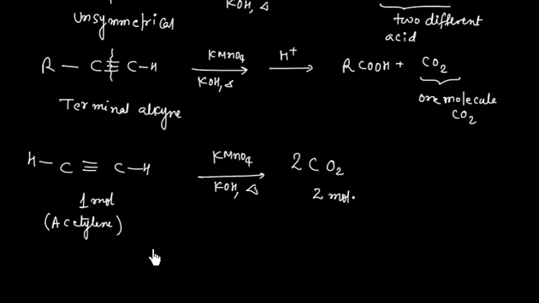So we discussed reactions of alkyne with cold KMnO4 and hot KMnO4 in basic condition. We discussed the case of symmetrical alkyne, unsymmetrical alkyne, one-sided terminal alkyne, and both-sided terminal alkyne, that is the case of acetylene.